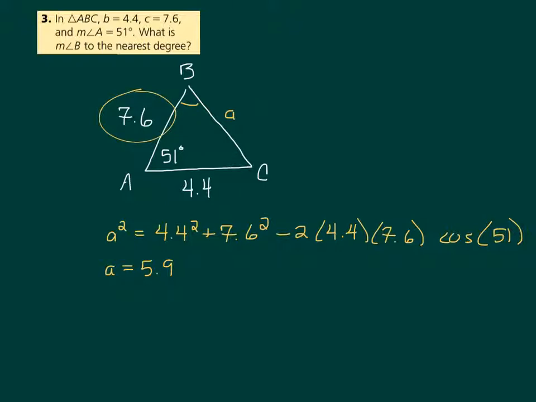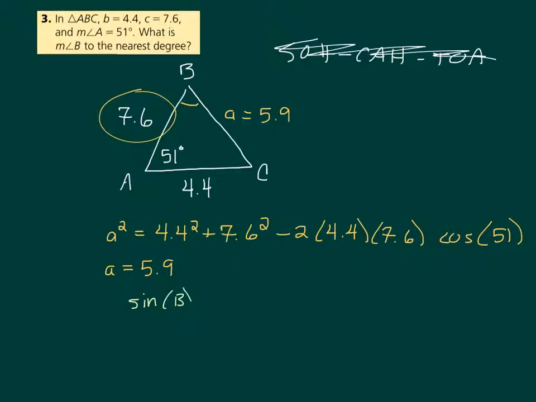Now at this point we have enough information to figure out the measure of angle B. We could use the law of cosines to figure it out. That's valid. But a shorter method would be to use what? The law of sines. We cannot use SOHCAHTOA here. Why not? It's not a right triangle. Because it's not a right triangle, we can't use SOHCAHTOA. But we can use law of sines. So we say sine of B over 4.4 should equal sine of 51 over 5.9.